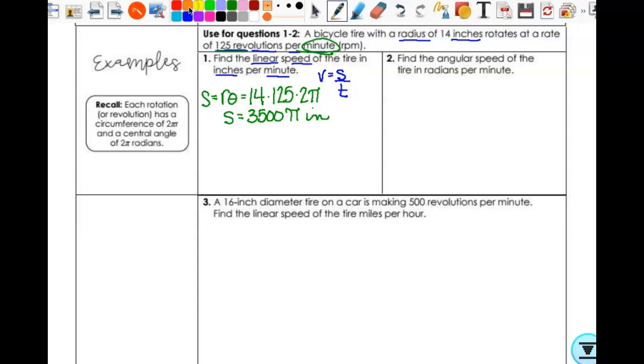All right, so that's just the arc length. My linear speed is 3,500 pi inches. And then I know to use 1 minute because that's where I got my revolutions per minute. So over 1 minute. Then I check my units, and I wanted it in inches per minute. Yes?